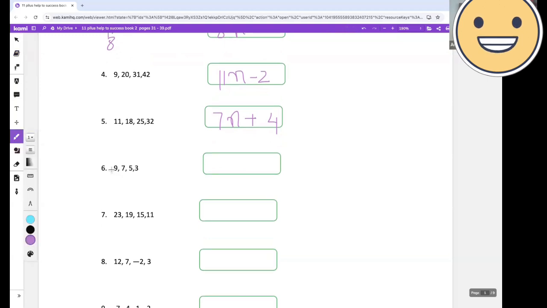The next one is 9, 7, 5, and 3. This one is a little tricky. Let's see who can give us this tricky one now. Edvik, can we please have your camera on if you don't mind? So what do you think the sequence would be for this one, guys? Let's see who has raised hands this time.